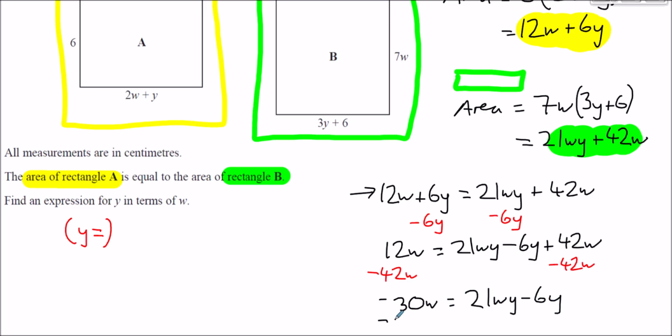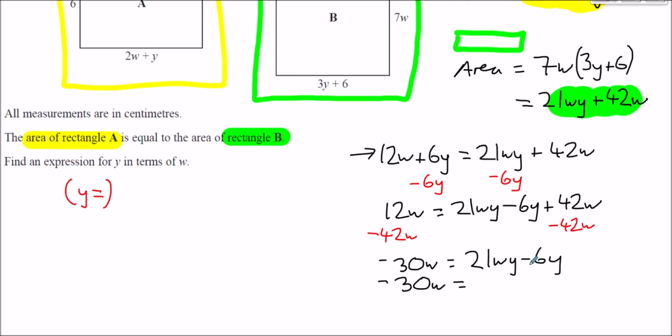Now this here we can factorise out a y. So we're going to leave the w on the outside, and then we can think of the numbers as well. So 21 and 6, both of these numbers are in the 3 times table. So I can actually factorise out a 3. And also a y is in each group, so I can factorise out a y.